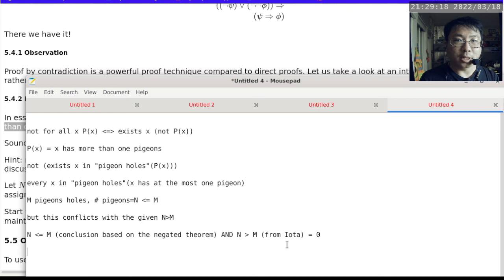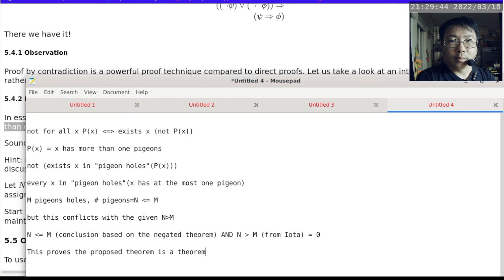It is a conclusion. Logically it follows from whatever is given to you. So this proves the proposed theorem is a theorem, which is not the same thing as saying the proposed theorem is true.